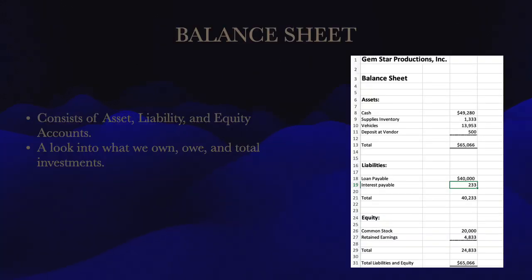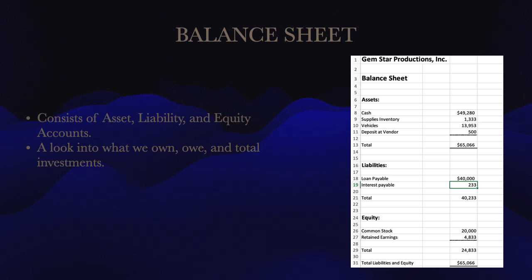The first thing we'll look at is the balance sheet. A balance sheet is a financial statement that illustrates a company's assets, liabilities, and stockholder equity accounts for a specified period of time. Essentially, a balance sheet will show what the company owns, what it owes, and the total investments at any given time. Today I will be going over the balance sheet for Gemstar Productions as you see here. As I previously stated, this includes the three accounts: assets, liabilities, and equity.